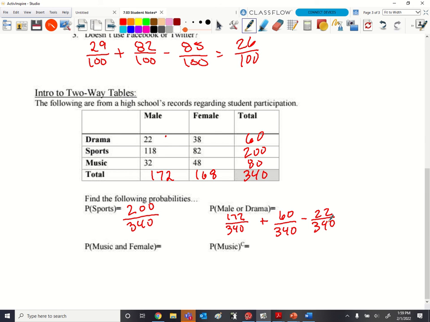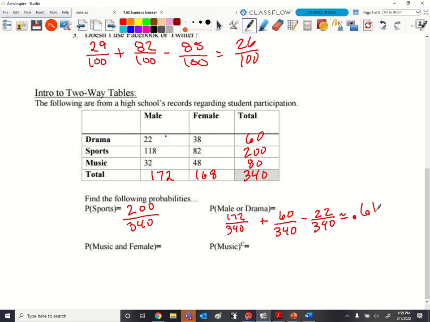And do me a favor, give me a decimal. Since we're no longer working out of 100%, right? We're not out of 100%, so you're going to give me a decimal. So this is going to be about 0.61.